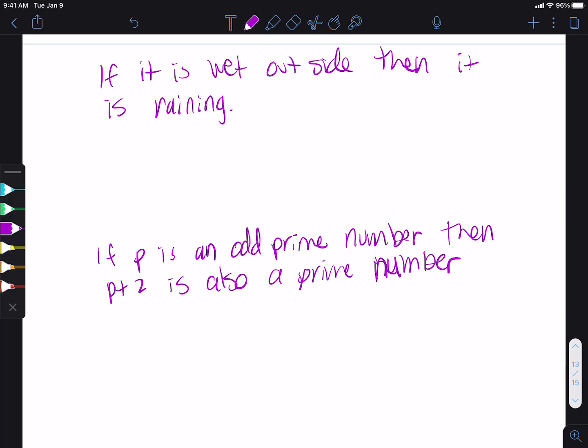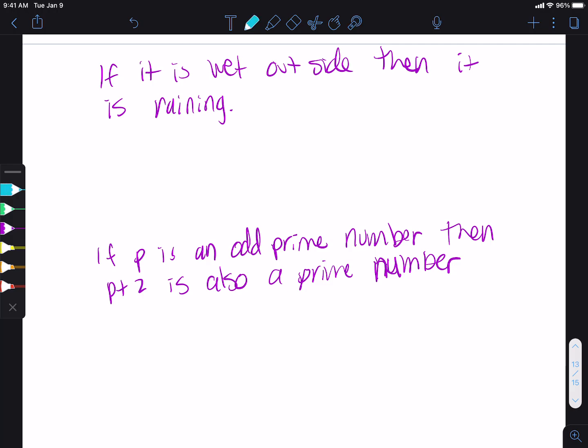I wanted to remind you about counterexamples. So we'll start with just an example in life and then we'll go to a mathematical example. So our statement is that if it's wet outside, then it is raining. Okay? So a counterexample shows that it's false. So we're trying to think of a scenario when it would be wet outside, but it's not raining.